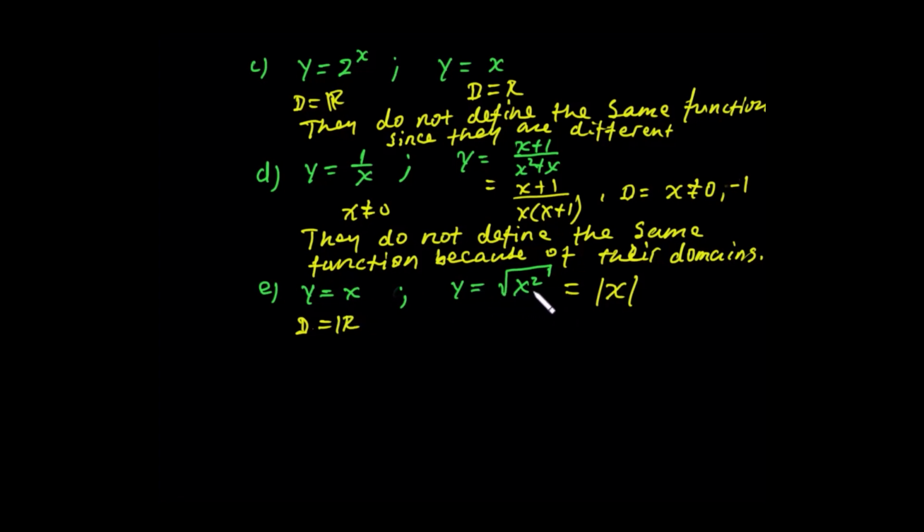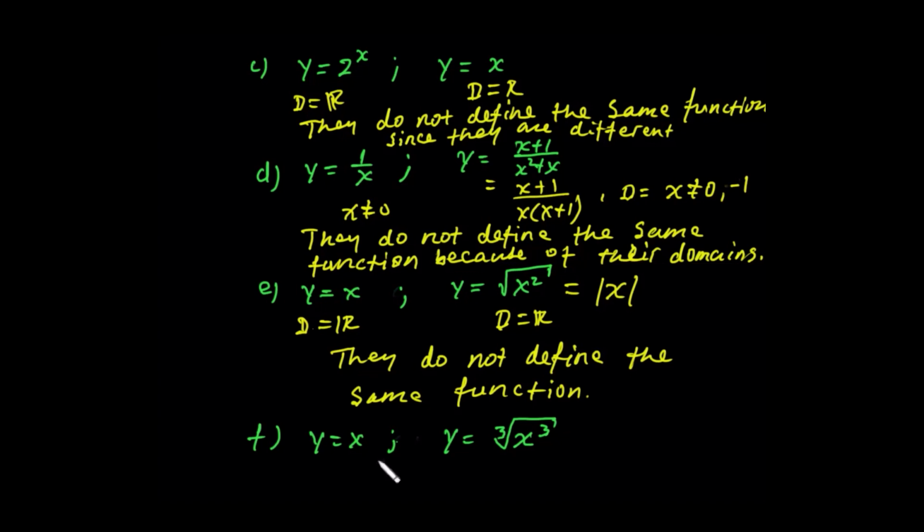The domain is all real numbers for both, the set of all real numbers. But for this one the y value is the absolute value of x, so although their domains are real numbers, they are different functions. This is a straight line, while the absolute value function has a different graph. So they do not define the same function. The last one, f: y equals x and y equals the cube root of x cubed.